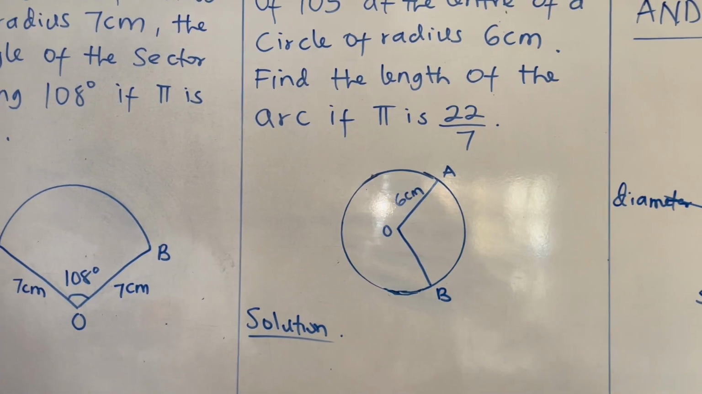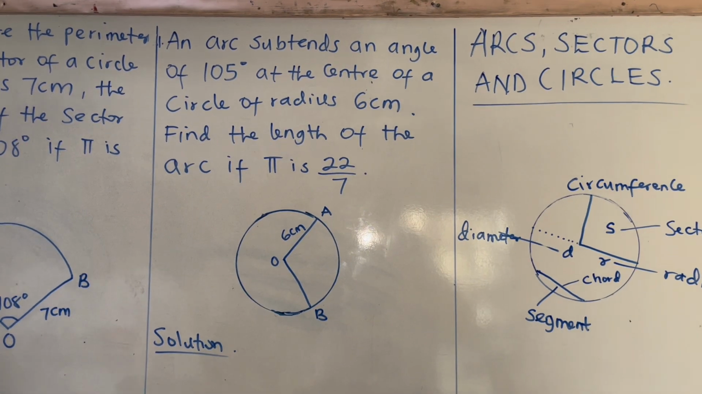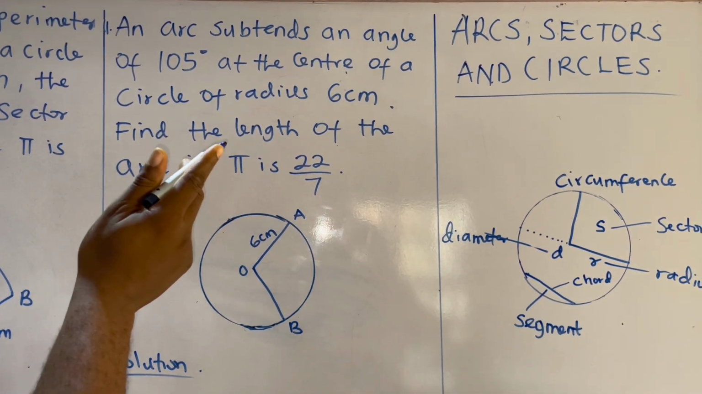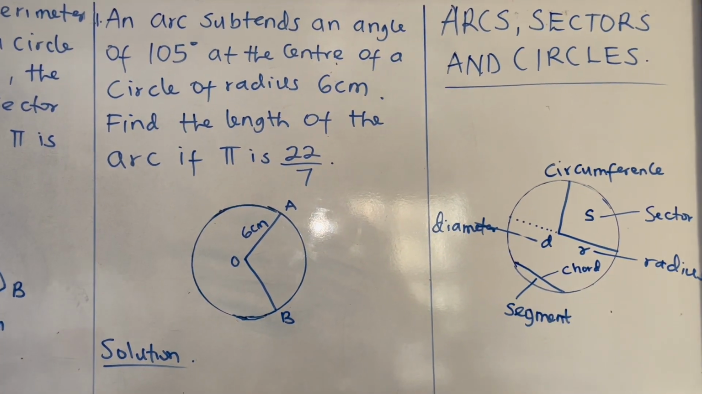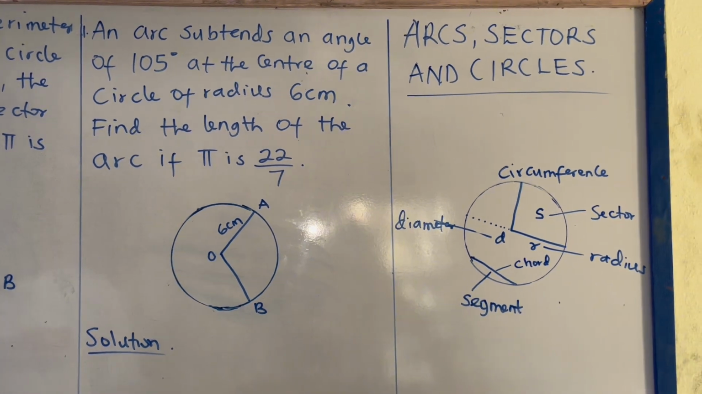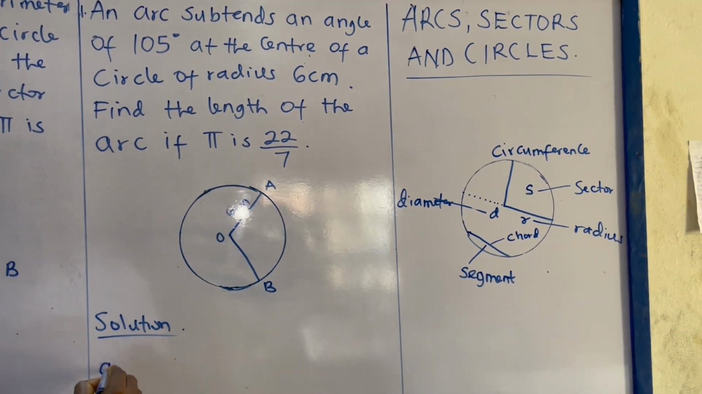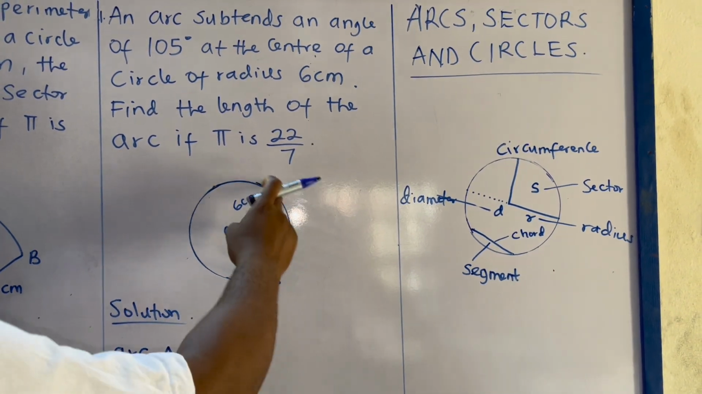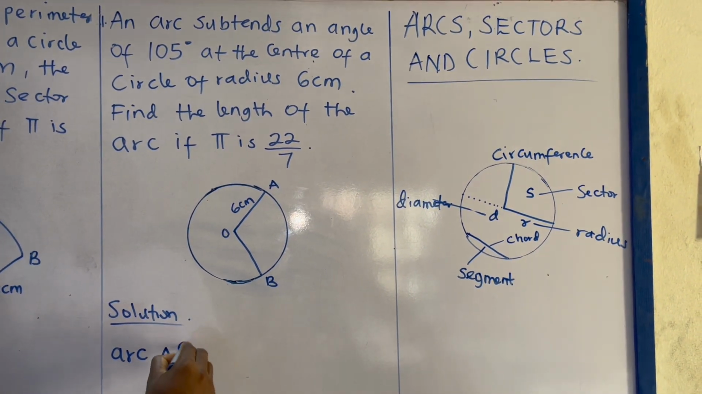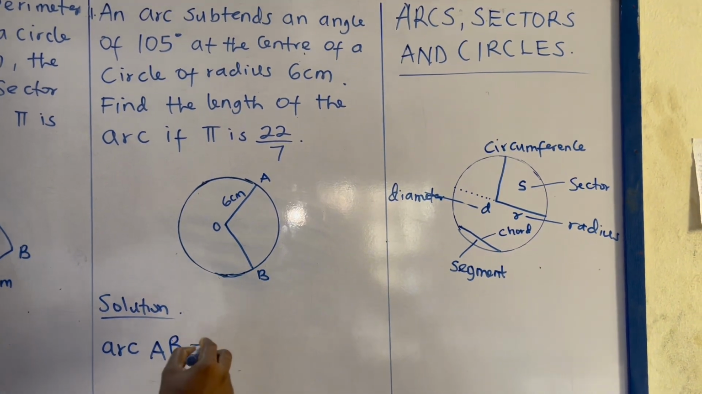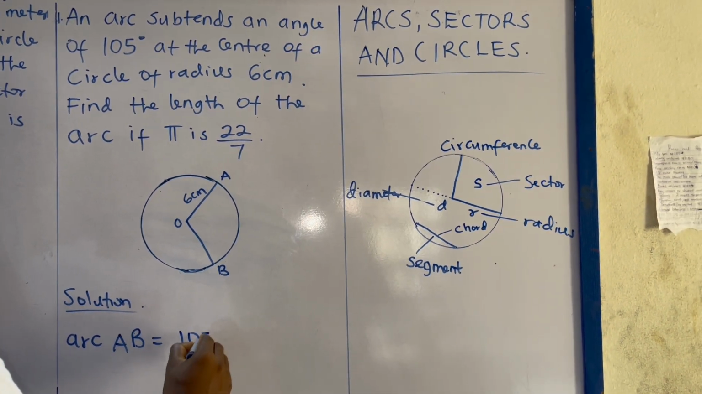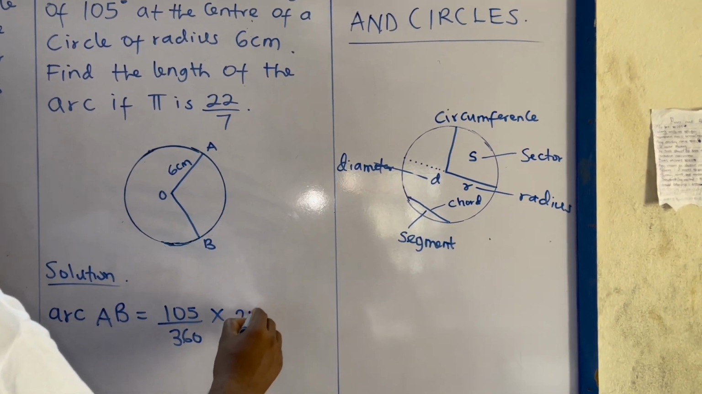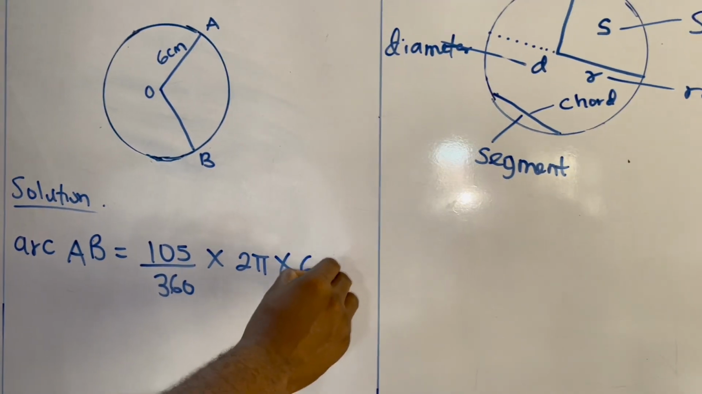For the first one, we have an arc that subtends an angle of 105 degrees at the center of a circle of radius 6 centimeters. Find the length of the arc if pi is 22/7. So the arc AB is equal to 105/360 times 2 pi times 6 centimeters.